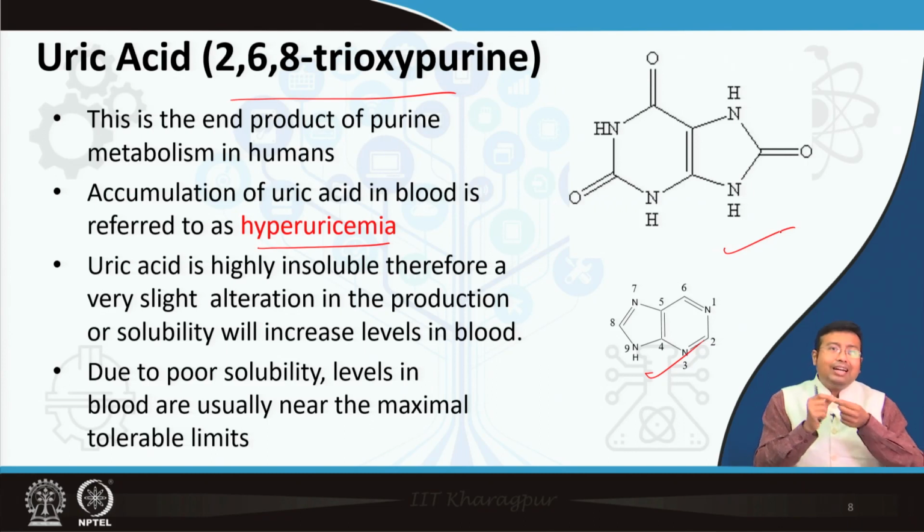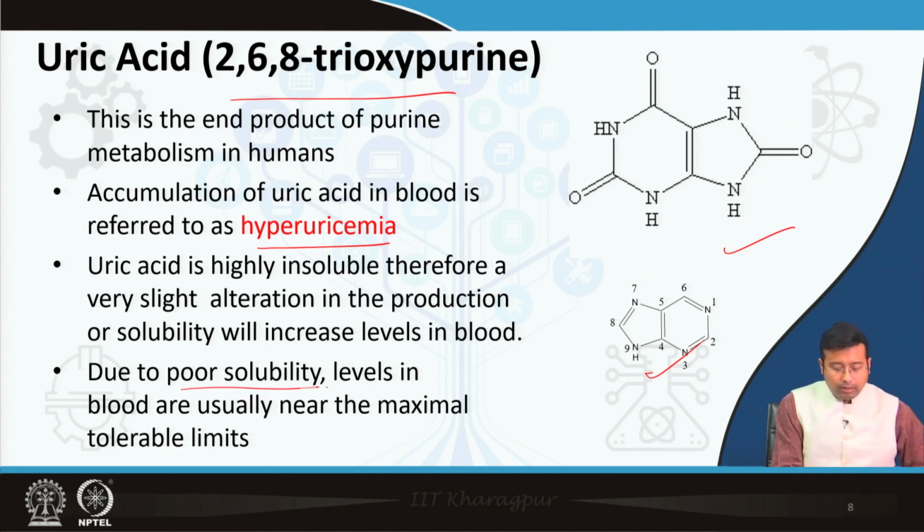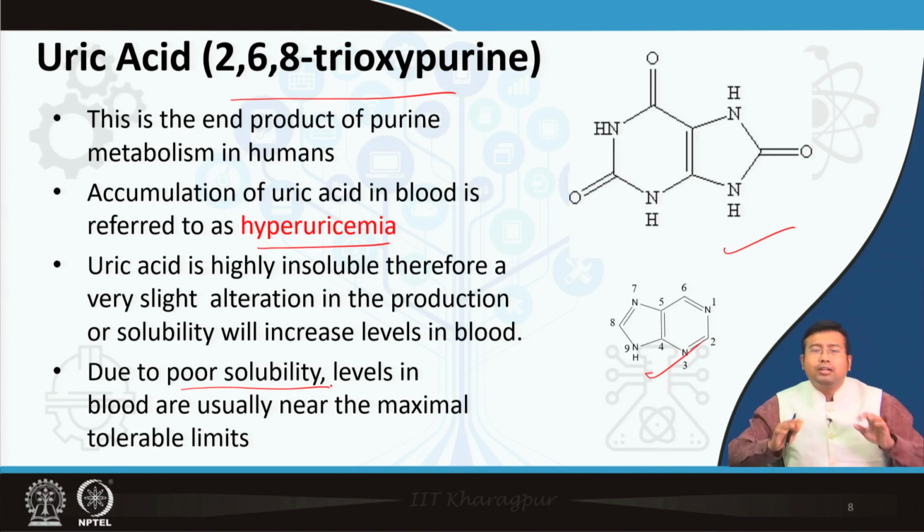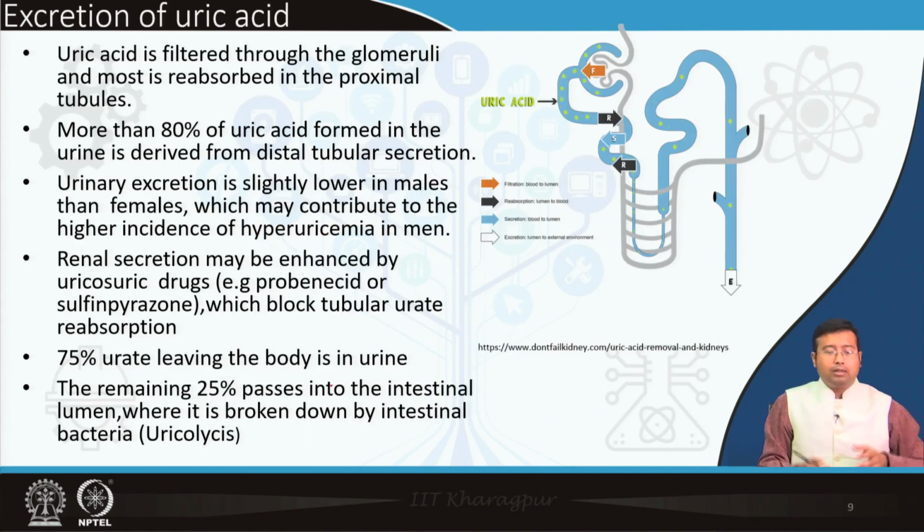So, even if there is slight increase, there will be problem in solubility, and that is why, due to poor solubility, blood levels are usually at the maximum tolerable. Our internal homeostasis is in such a way that the maximum uric acid that is produced is actually physiologically soluble. Any excess production or any problem that leads to an over level of uric acid above normal will lead to insolubility. And what will happen if there is insolubility, we will be discussing very soon.